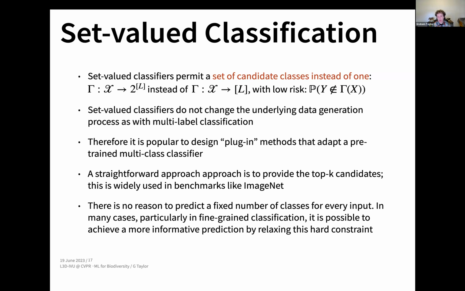Certain inputs might be more challenging than others. And so in many cases, particularly in fine-grained classification, it's possible to achieve a more informative prediction by relaxing this hard constraint that says you have to always look at the top 5 or the top 10, and allow for a variable set size in your outputs.